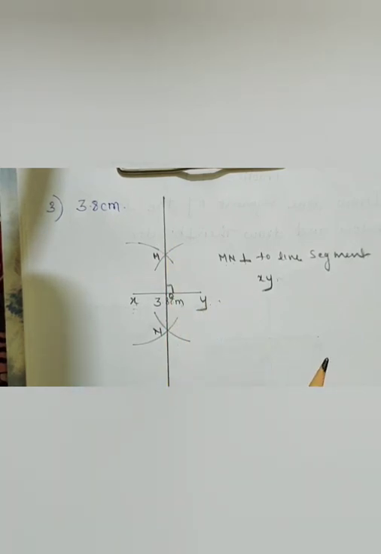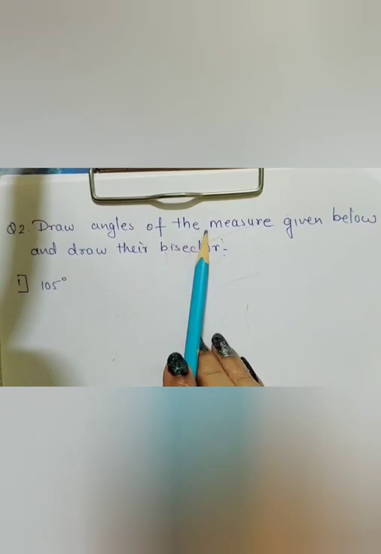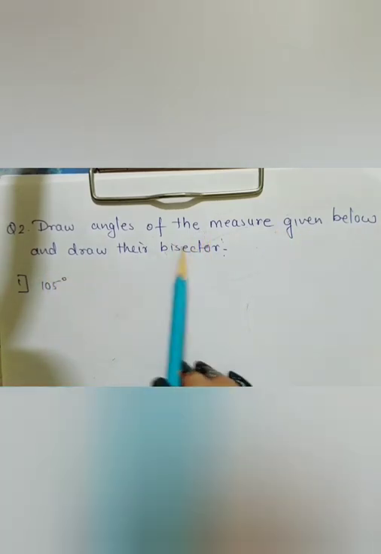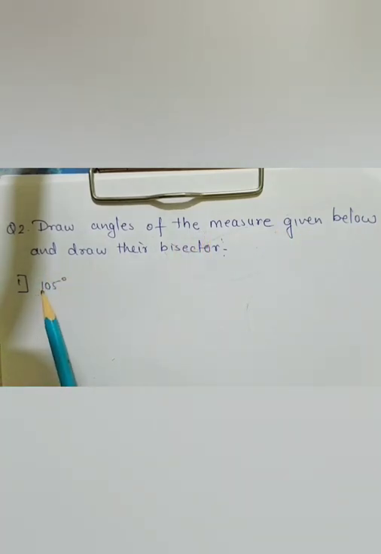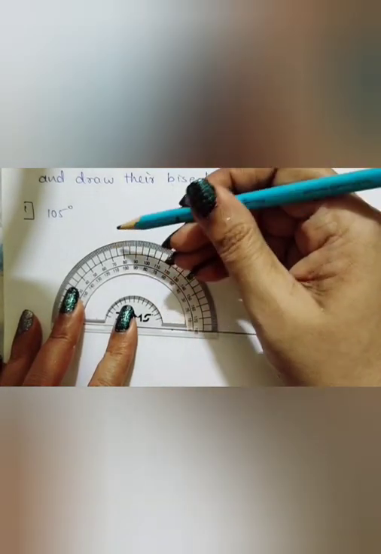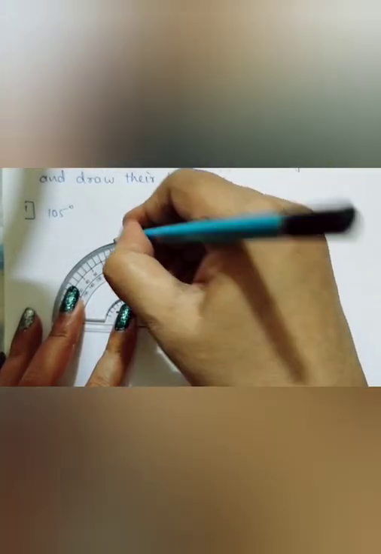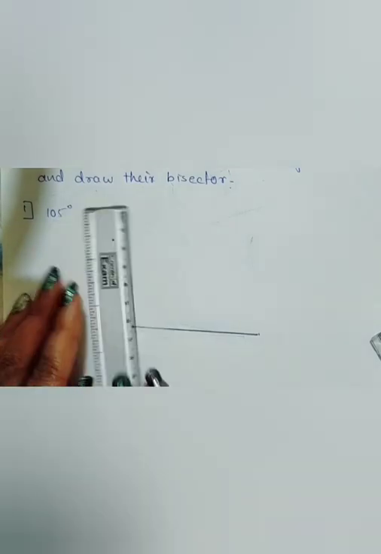Now we are going to do the next sum, question number 2. The next question is: draw angles of the measure given below and draw their bisectors. The first one is 105 degree. So I have to take 105, that is nothing but an obtuse angle. So this is our 105. I'm joining this.